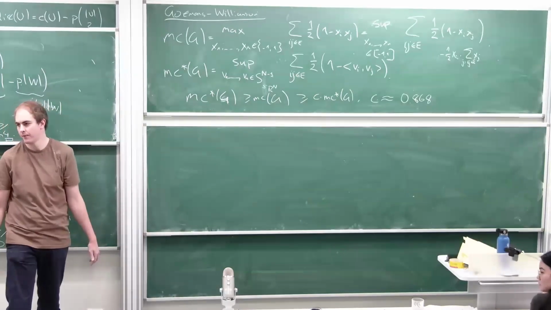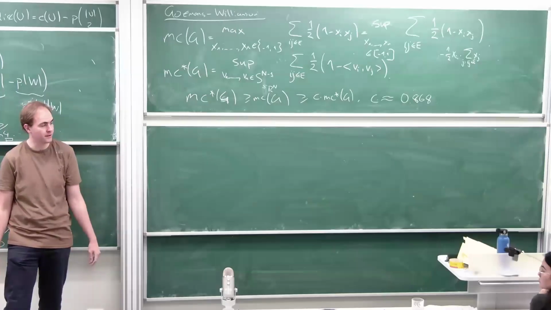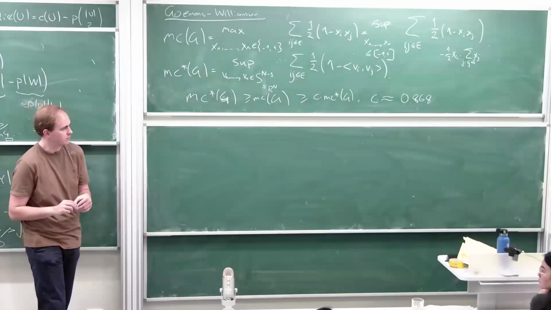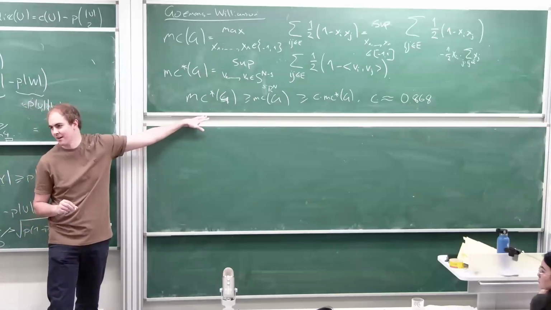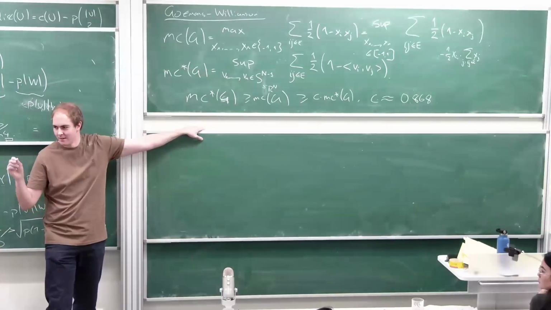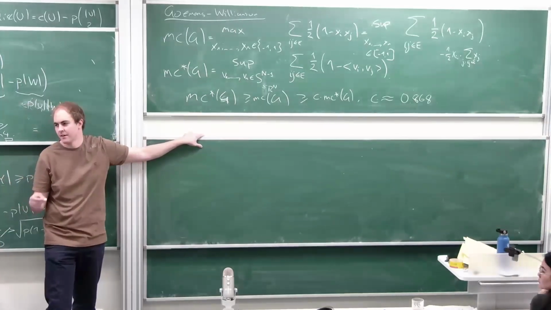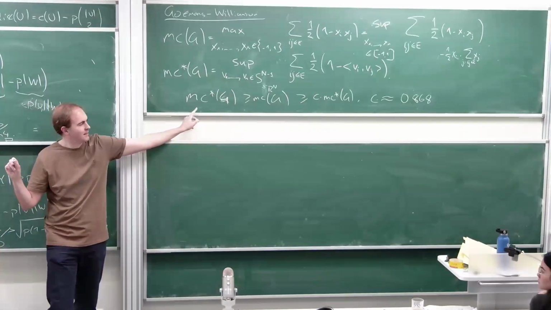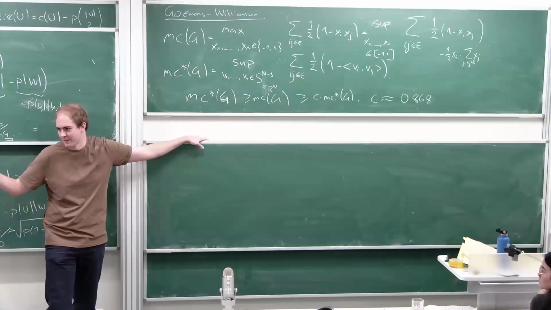Sorry, the constant is dependent on the capital M? No, the constant C is independent. So it's 0.868. It doesn't depend on M. But remember, the max cut in the regime we are interested in is going to be half M plus a smaller order term. So now what this is implying is that this is really useful only in the regime where the max cut is much larger than half M.